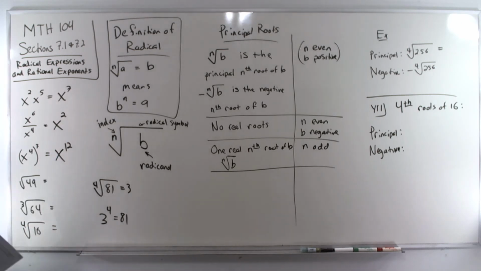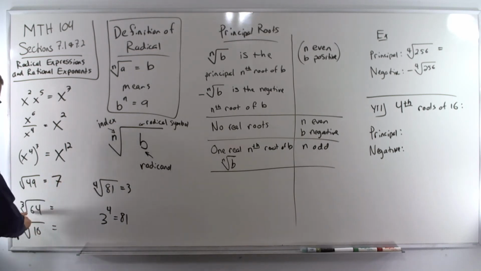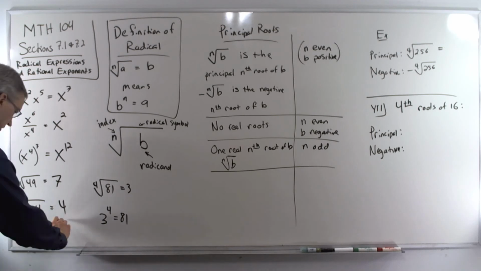Now make sure you can do all of these in your calculator. The square root of 49 gives us 7. The third root of 64 is 4. And the fourth root of 16 is 2.